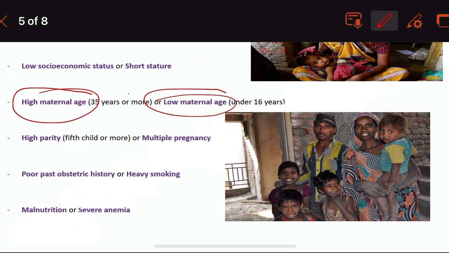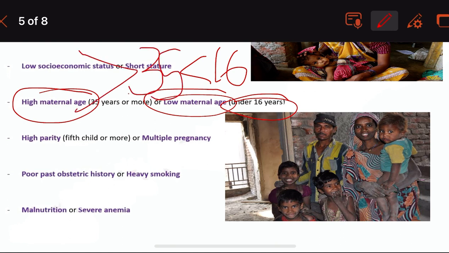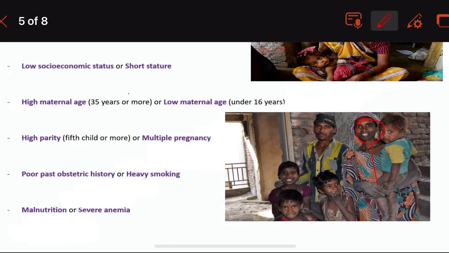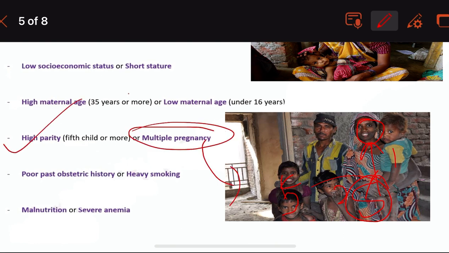So low is under 16 years and high is more than 35. Okay. High parity, fifth child or more. We see that if the mother has a high parity, 1, 2, 3, 4, and now she's pregnant with a fifth child or more, then multiple pregnancies can result in perinatal mortalities.